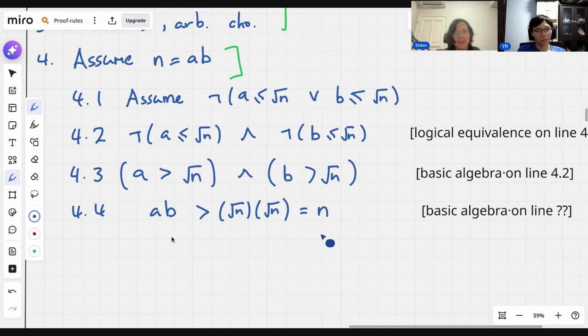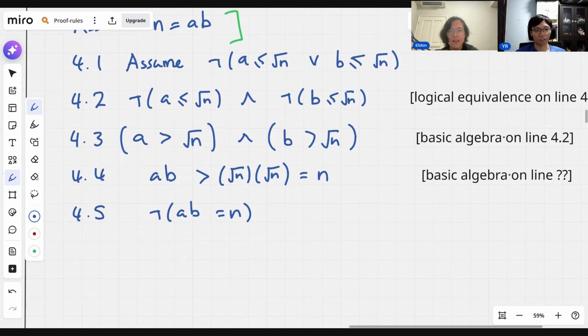So let's think about what this means. a times b is now bigger than n. Since a times b is bigger than n, I think it's very safe to say it is not the case that a times b equals n. So I guess we will call this basic algebra. I think that's fair to say.